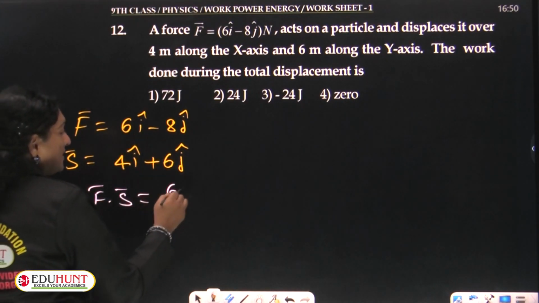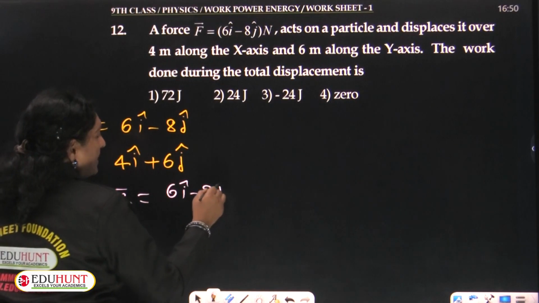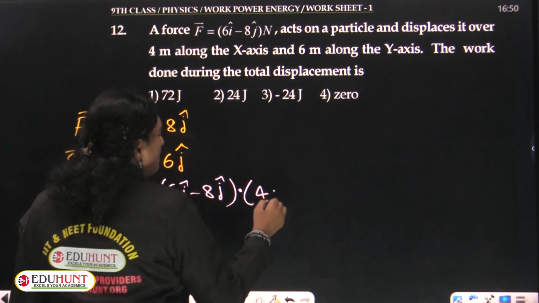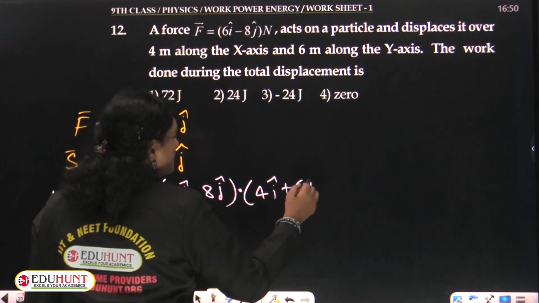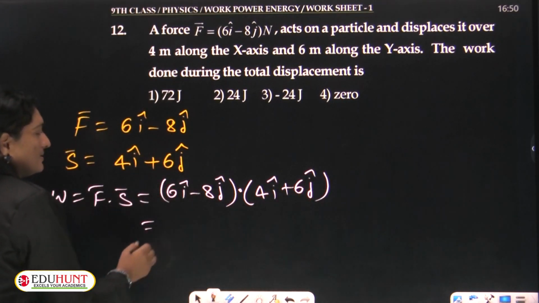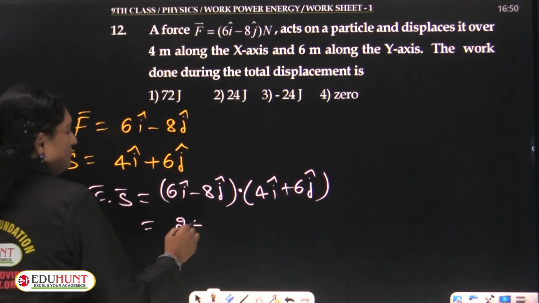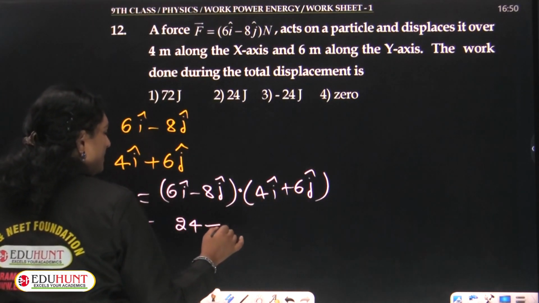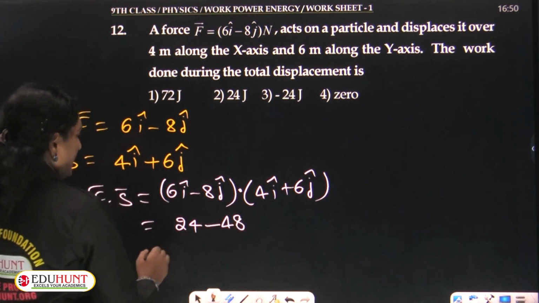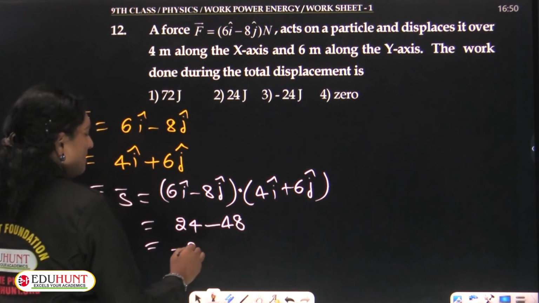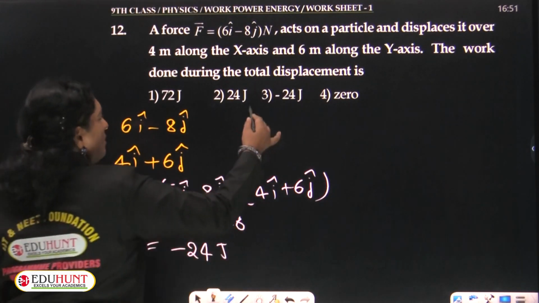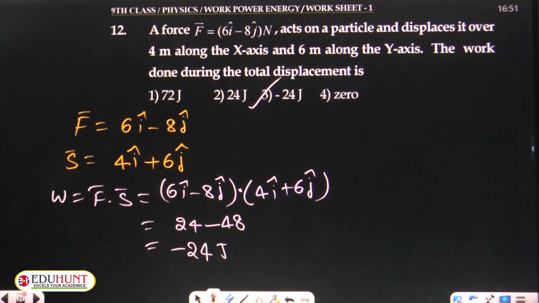What is F bar, children? 6i cap minus 8j cap, dot S, which is 4i cap plus 6j cap. Multiplying together, 6 times 4 we get 24, minus 8 times plus 6 we get minus 48. Hence, the correct option is minus 24 joules. Therefore, option 3 must be true. So, negative work is said to be done.